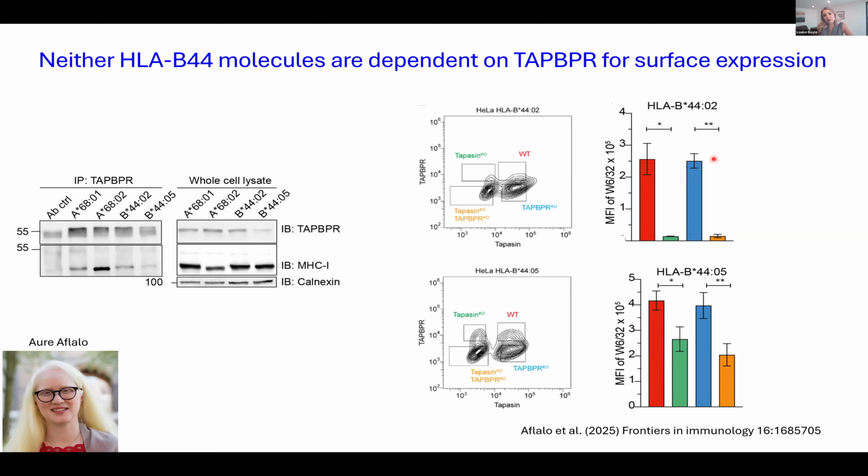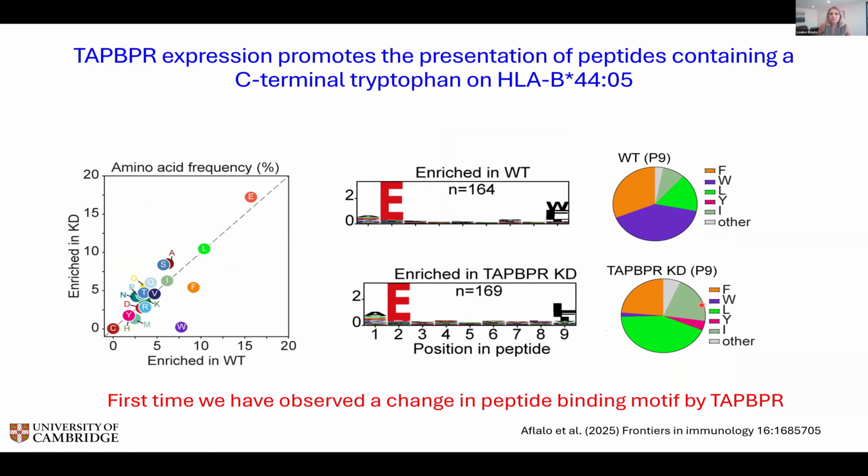When we then depleted TAPBPR from cells, we found that this had no obvious effect on surface expression of either B4402 or B4405. So this suggested that neither of these B44 molecules were actually dependent on TAPBPR for stable surface expression. So then we performed immunopeptidomics on our wild type and our TAPBPR knockout cells expressing the two B44 molecules.